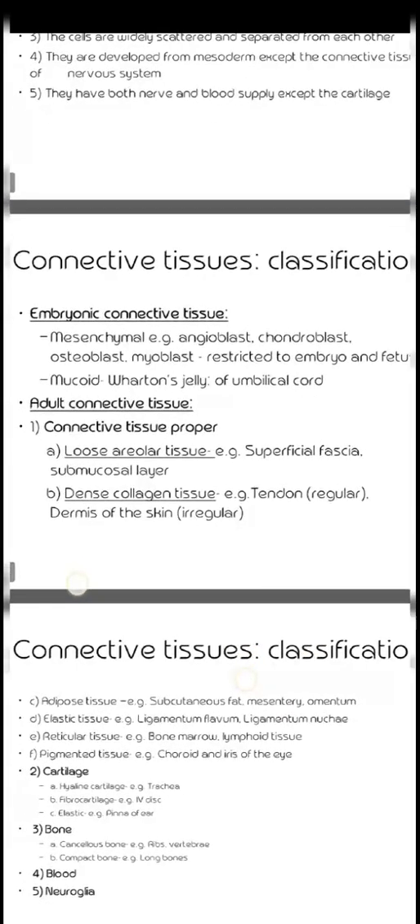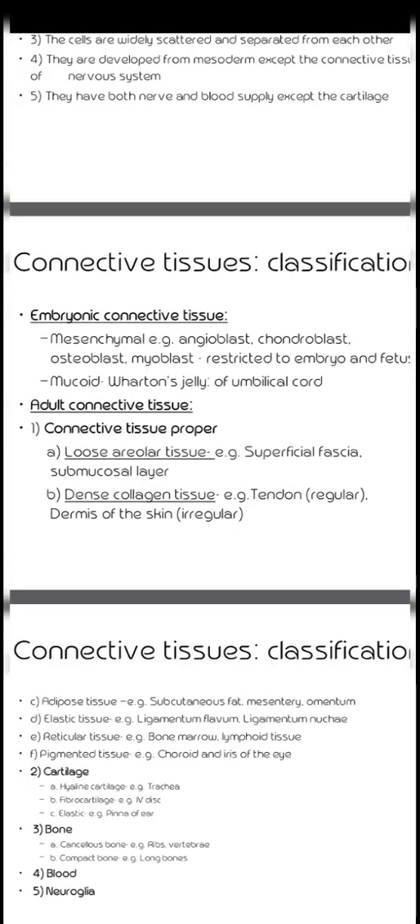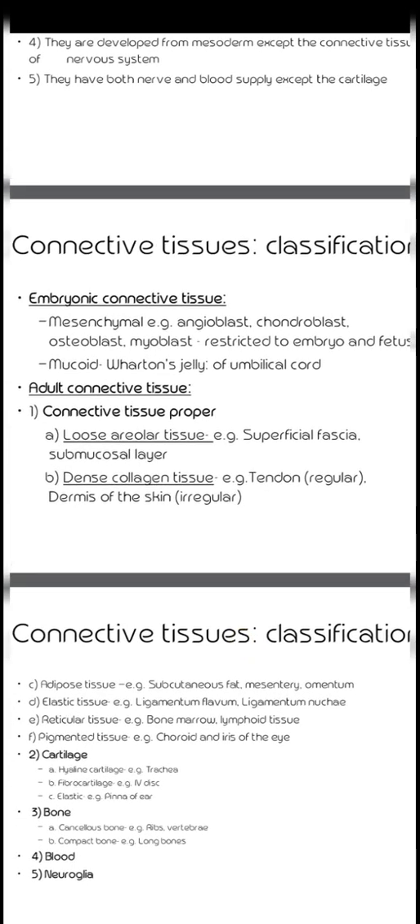Okay, let's move on to classification of connective tissues. Connective tissues can be generally classified into two types: embryonic and adult. Embryonic connective tissues are those specialized connective tissues which are present in an embryo, in a developing fetus inside the mother's uterus. So they can be further divided into mesenchymal and mucoid.